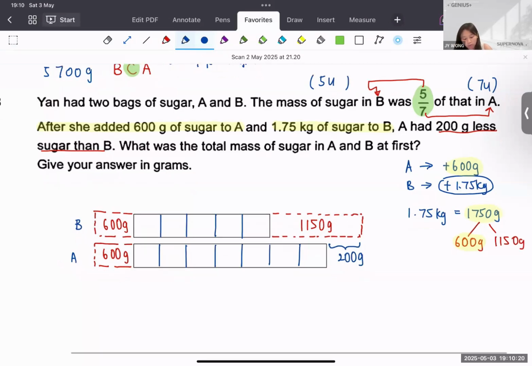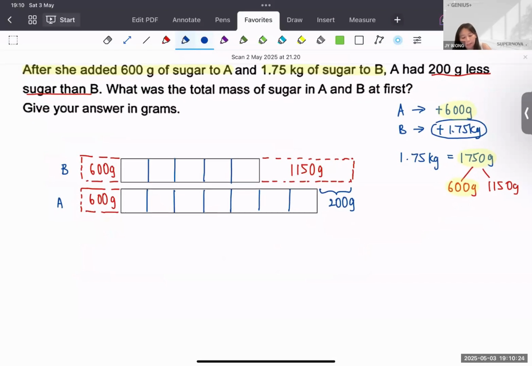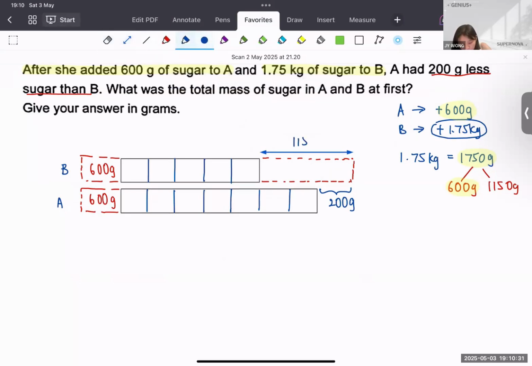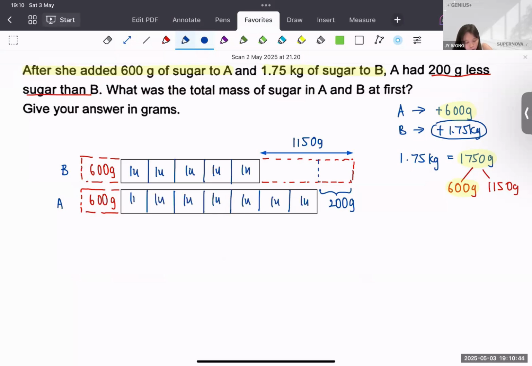Now look carefully. This makes our life easier. If you cannot see, I'll put it outside. I will put this as 1150 gram. If I do this already, you can see these are all equal units. 1U, 1U. Maybe I just put in 1U, 1U so you are clearer which are the equal units, because sometimes you may not have the time to make it so proportional during the exam. So put in an equal unit.